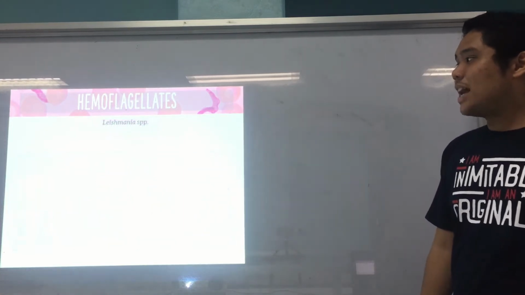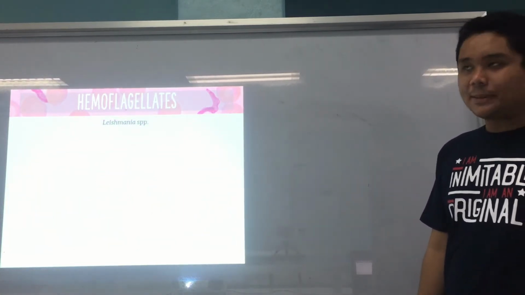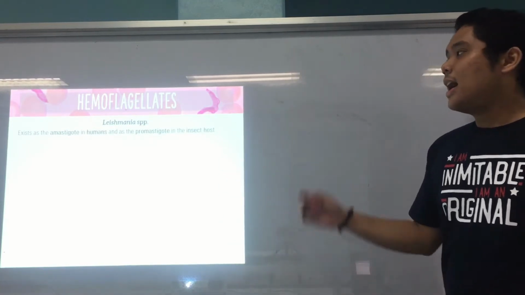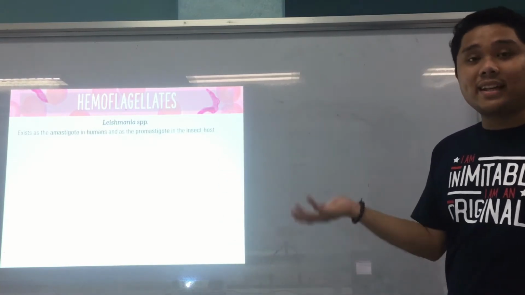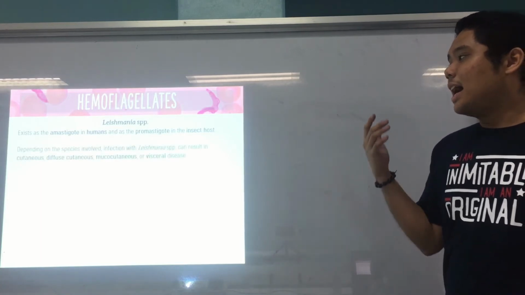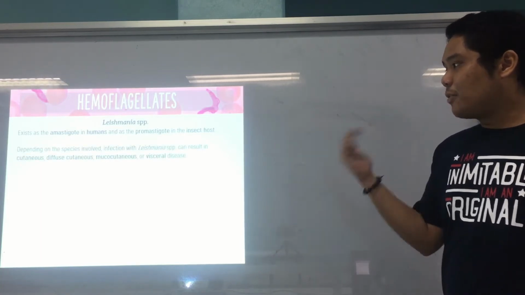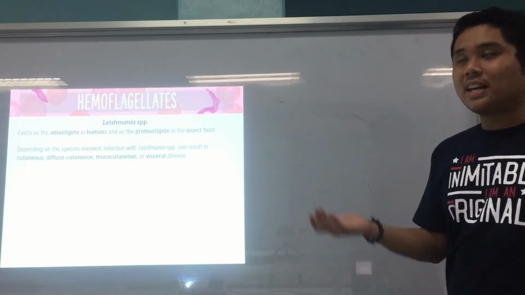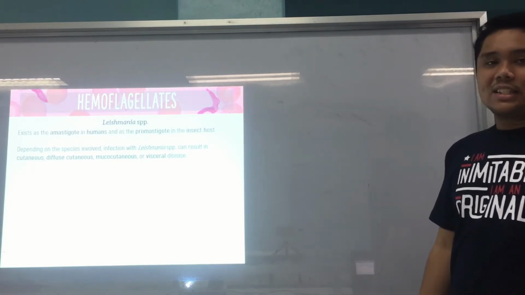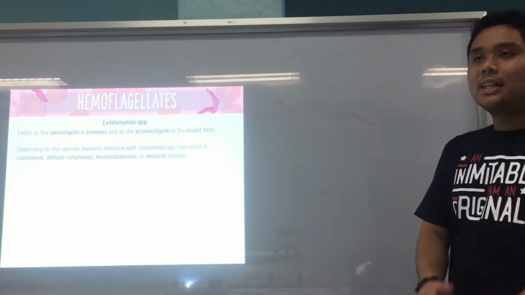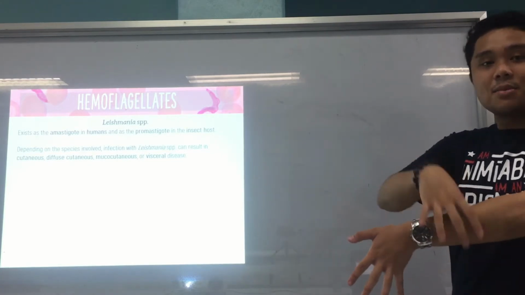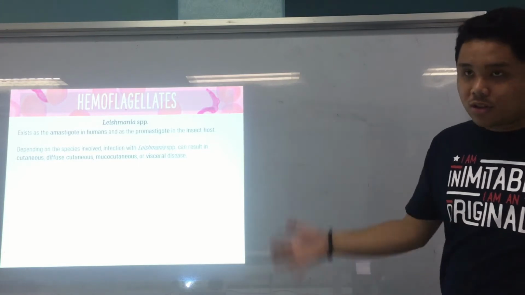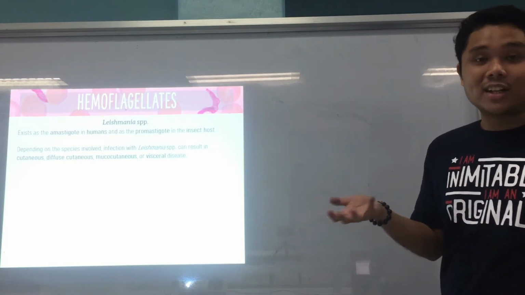Now we go on to Leishmania, the first species. For Leishmania species, they exist as amastigotes in humans and promastigote in the insect host. Depending on the species involved, it can result with cutaneous, diffuse cutaneous, mucocutaneous, and even visceral disease. So cutaneous means the skin lang, alright? Mucocutaneous, skin and the subcutaneous tissues or in the mucous membranes, and visceral includes everything, even the internal organs.